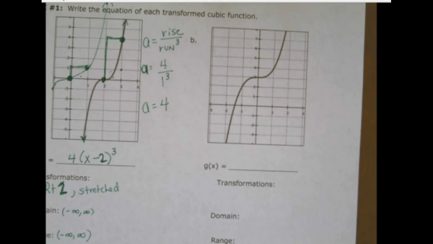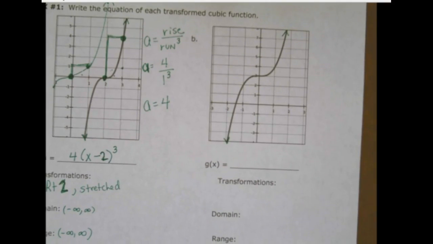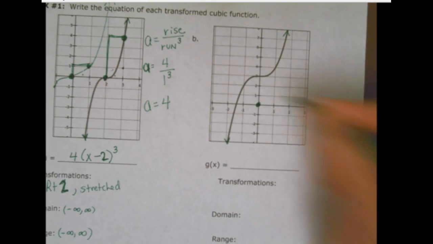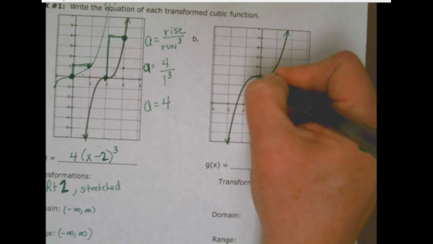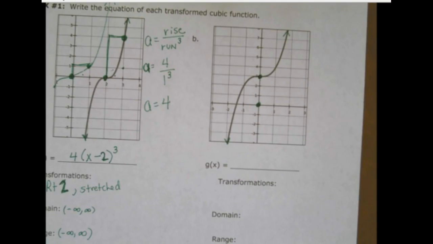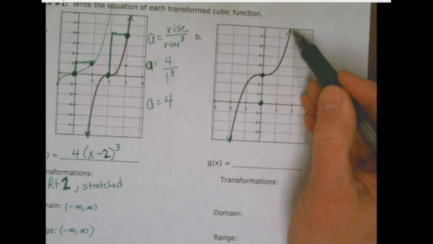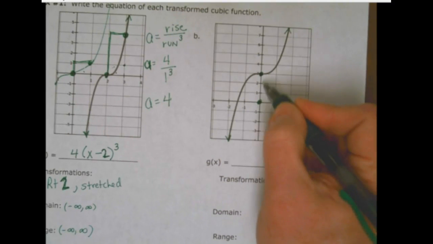So over here on this graph right here, we're comparing to the parent graph. The parent graph goes through 0, 0. This has this point right here. It's actually called a point of inflection, where you turn from a curve going that direction to a curve going this direction. And so how much has it moved from here to here?